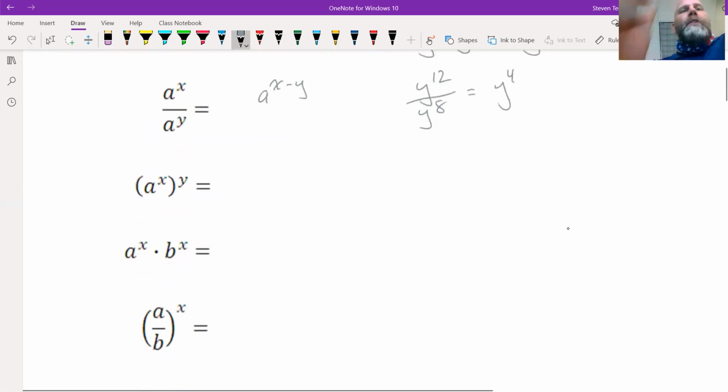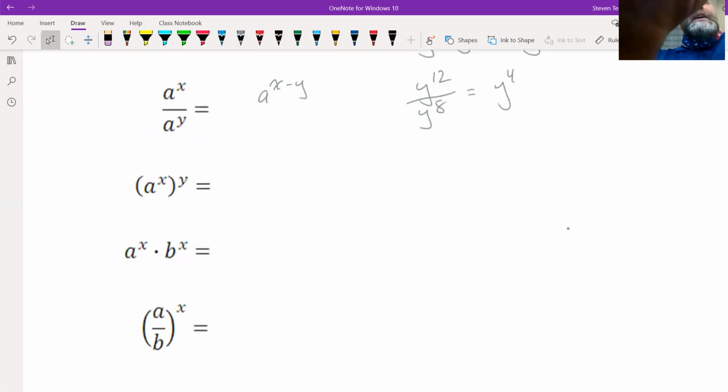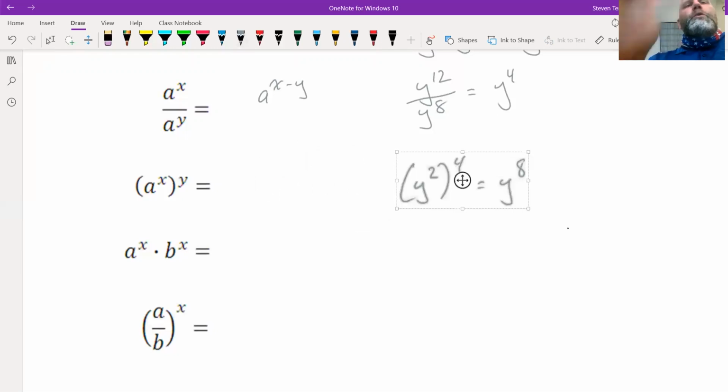Here's power to a power. If I had, let's see here, y squared raised to the 4th, you get y to the 8th back. Oh, excuse me. Let me write down the rule. The rule would be a to the x, raised to the y. And the reason why it is y squared raised to the 4th, power to a power, is multiplication, because it's really y squared times y squared times y squared times y squared, thus y to the 8th.